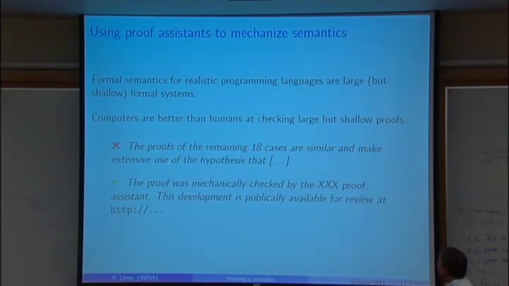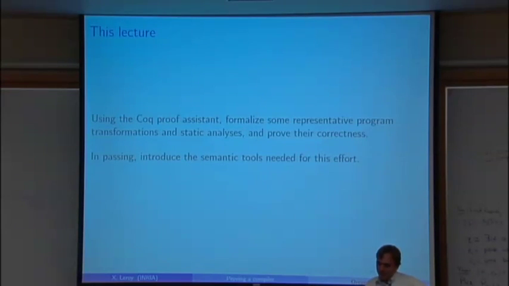So basically, I swore a couple of years ago that I no longer want to see any paper that says the proofs of the remaining 18 cases are similar. I'd much rather see in papers a pointer to a mechanical verification. So in this lecture, we're going to use the Coq proof assistant and formalize some representative program transformations and a bit of static analysis and prove their correctness. So we'll have to define what that means exactly. And in passing, we will introduce some semantic tools that we need for this effort.